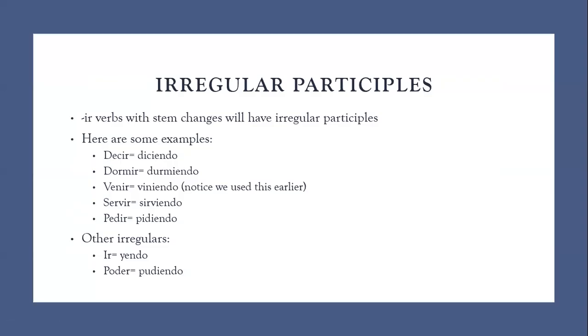So you may need to write those down and keep those in mind whenever you're doing your Spanish work. Other irregulars to write down are ir and poder, which are yendo and pudiendo. Alrighty, so take note of those.